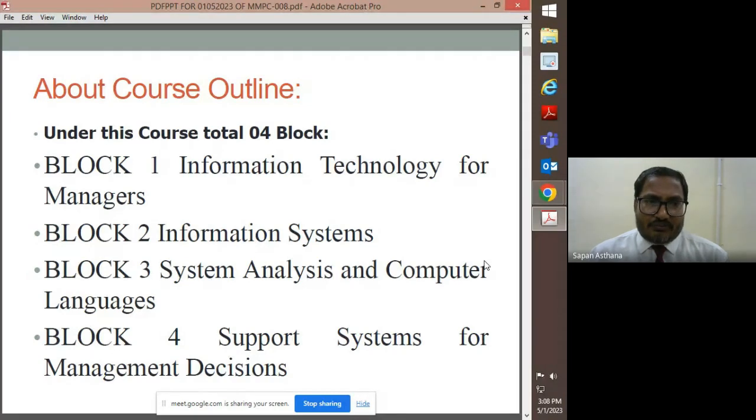About the course outline, here I would like to inform you that under this course there are a total of 4 blocks. First block, the information technology for managers. Second block, the information system. Block third covers system analysis and computer languages, and block 4 covers the support system for management decisions.